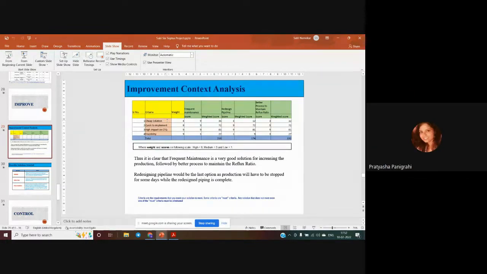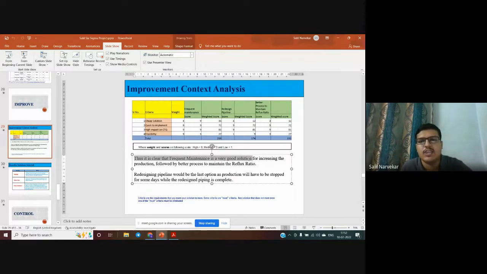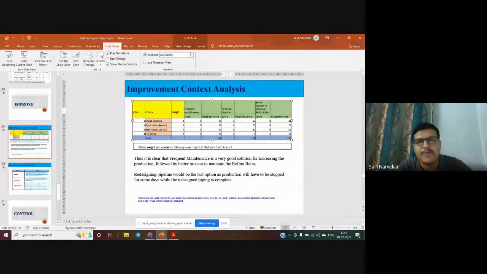The weight means which of the criteria is a higher priority. Weightage, basically. Okay, sir. The weightage is used to calculate a weighted score, and on the basis of this weighted score, frequent maintenance has the highest weighted score. So frequent maintenance was highlighted as the first solution. The second solution was maintaining the reflux ratio. Redesigning the pipeline had the lowest score, so it was highlighted as the last option. So that's the use of weightage here.